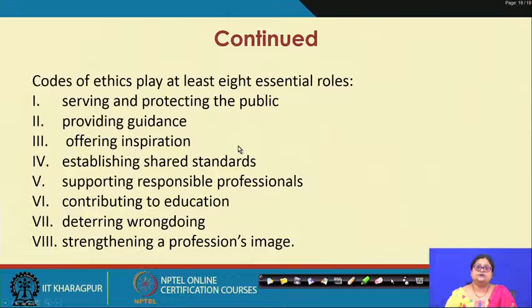And what we find is that it helps in serving eight essential roles: serving and protecting the public, providing guidance, offering inspiration, establishing shared standards, supporting responsible professionals, contributing to education, deterring wrongdoing, and strengthening a profession's image.